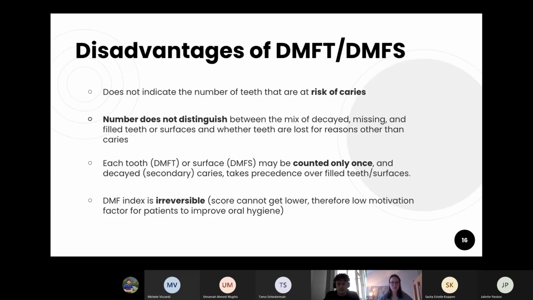And then also the index is irreversible. So you can't get a lower index even when you improve your oral hygiene, because if you have a filled tooth, it will always be a filled tooth. So you can't use it as a motivation factor for patients to improve their oral hygiene.